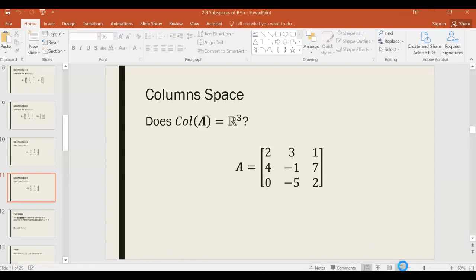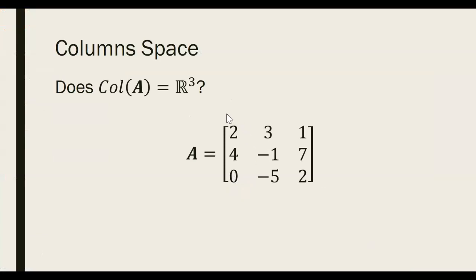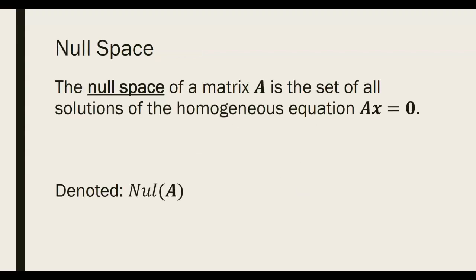Now I just want you to remember what the column space was doing. It was just basically taking the set of all linear combinations of my columns. It was taking the span of my columns. Well, there's going to be another subspace that we're going to look at that is also associated with a matrix. And this other subspace is going to be what's called the null space.